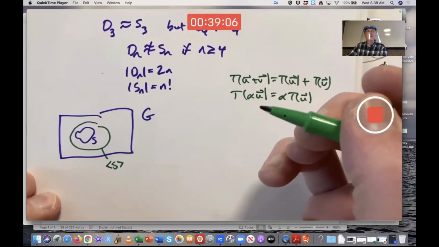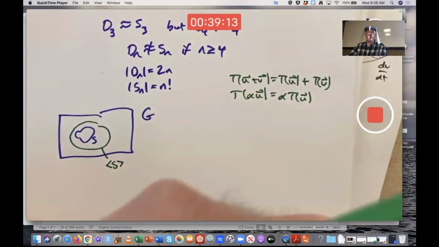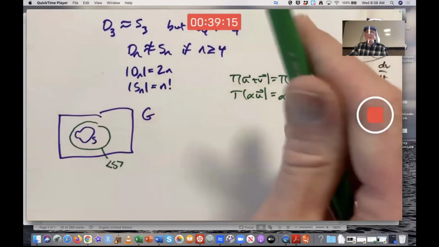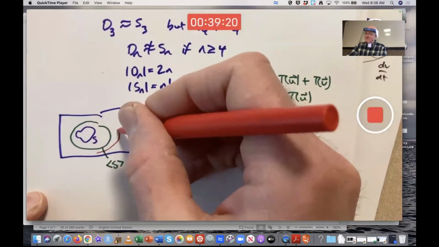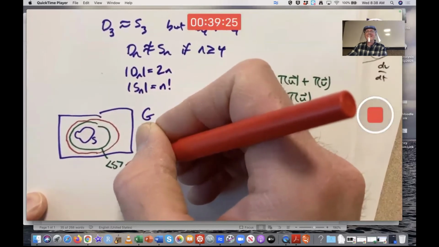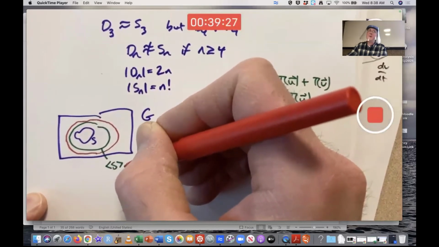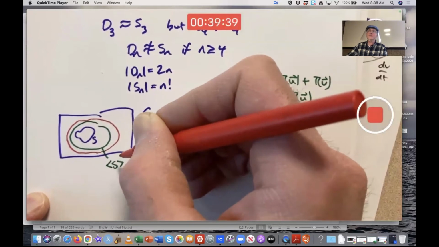You can effectively define that as the smallest subgroup of G that contains all the elements of S. In other words, if there's some other subgroup of G that contains all the elements of S, then that subgroup is bigger than the subgroup generated by S, because this is by definition the smallest such subgroup. Difficult concept. You can effectively think of it as the intersection of all the subgroups that contain S.